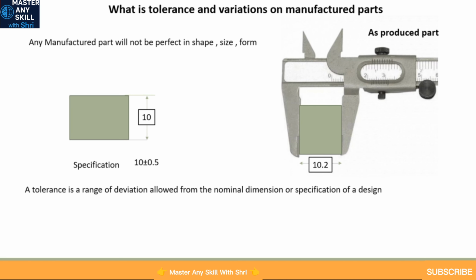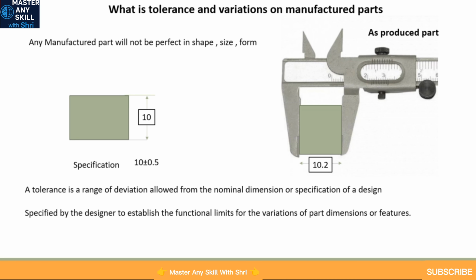So this tolerance range has to be specified by the designer either explicitly or implicitly to establish the functional limits for the variations of the part dimensions or features. So basically this limit says that if this part when manufactured goes beyond this limit, that is if it goes beyond 10.5, then there will be issues with the function, or worst case there will be a case in which the part does not assemble itself along with the assembly.